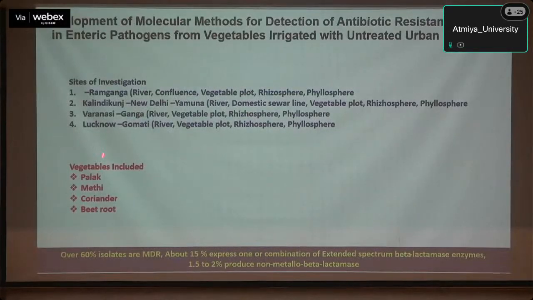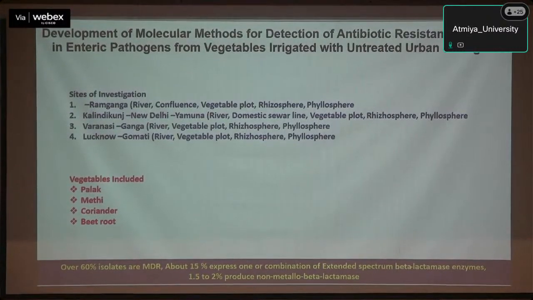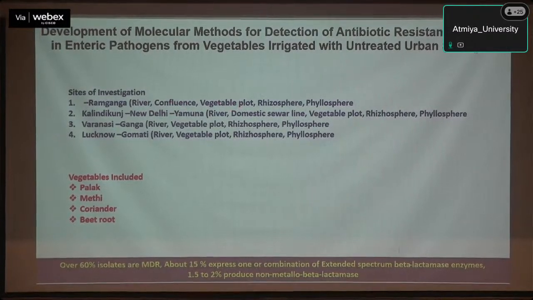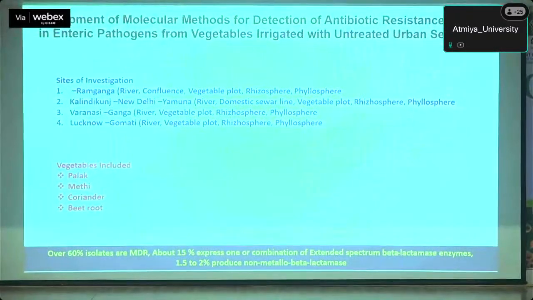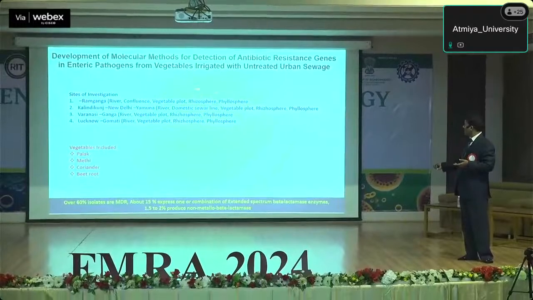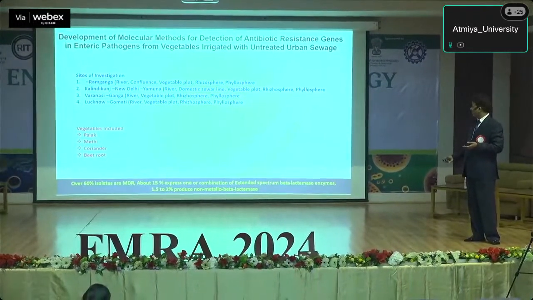Okay. So there are 4 sites. Ramganga, which is a river in Bareilly. Now there is a river taken. There is a small confluence also, a vegetable plot grown on the bank of the river just 200 meters away. And there also we take a free soil, we take a rhizospheric soil, and we take a phyllosphere.